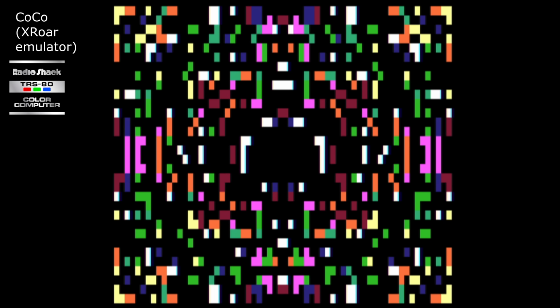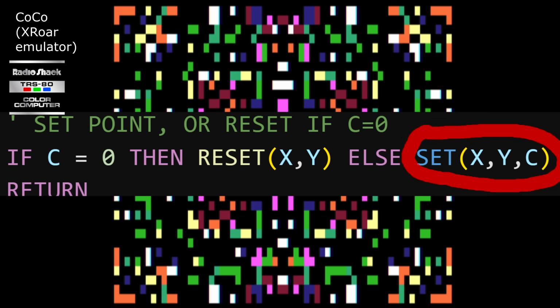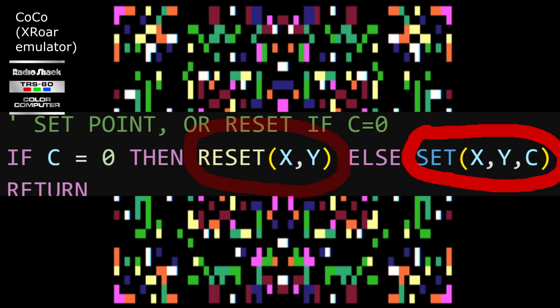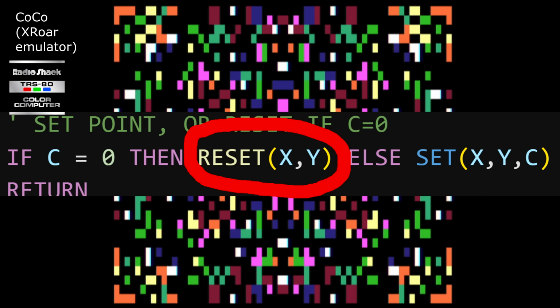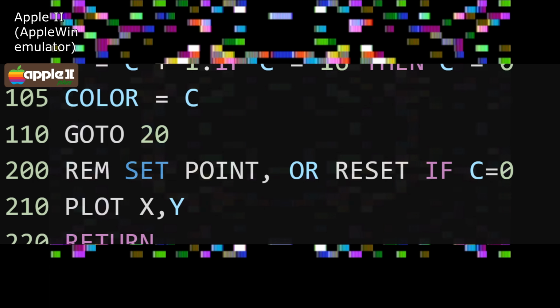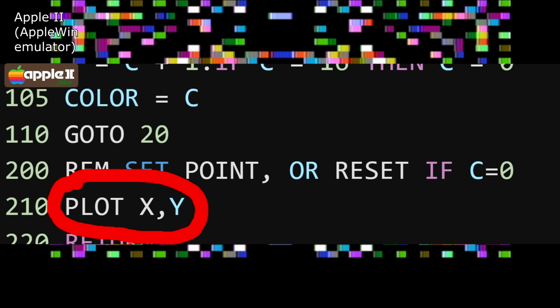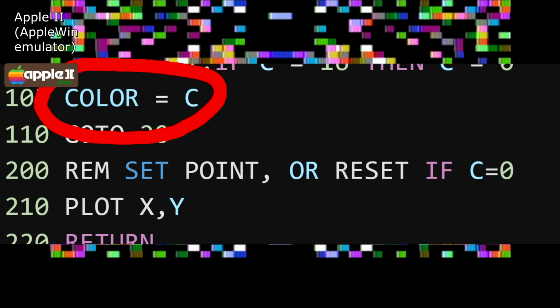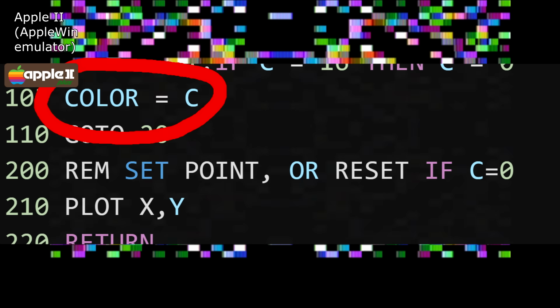Setting pixels is similar. On the CoCo we use SET with the coordinates and a color, or RESET if we want the color to be black. On the Apple, we use PLOT with the coordinates, and set the color beforehand with a COLOR equals command. This works for black too. But things start to get weird fast.